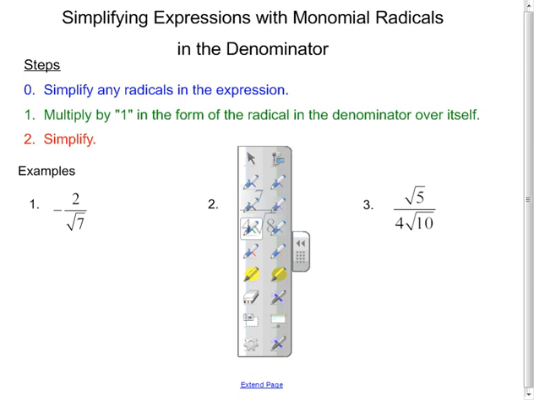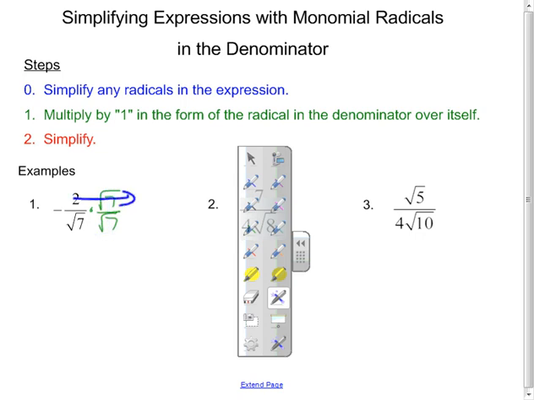So how do we simplify the opposite of 2 over root 7? Well, the first thing I'm going to do is simplify any radicals in the expression, and root 7 does not simplify to anything but root 7. So now here's the deal. I notice the radical in the denominator is root 7. I need to know that for step 1: multiply by 1 in the form of the radical in the denominator over itself. That just means I'm going to multiply by root 7 over root 7, because that, in fact, is the number 1, which means I'm not changing the given value.